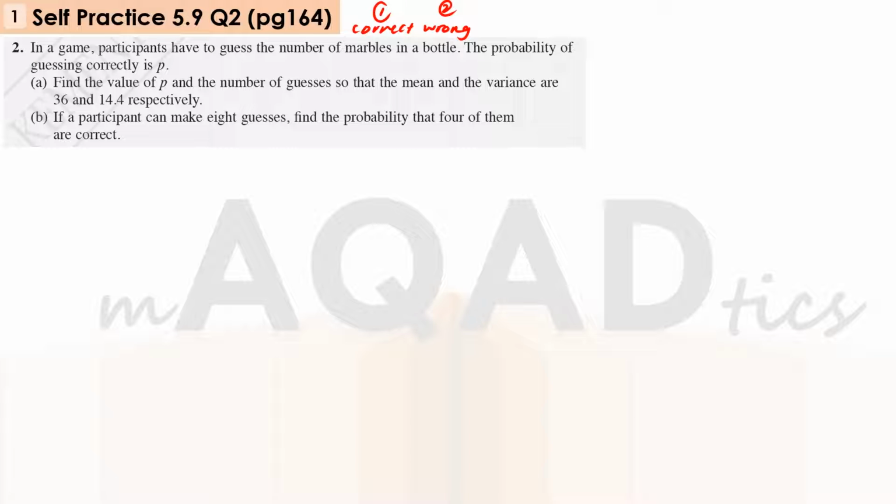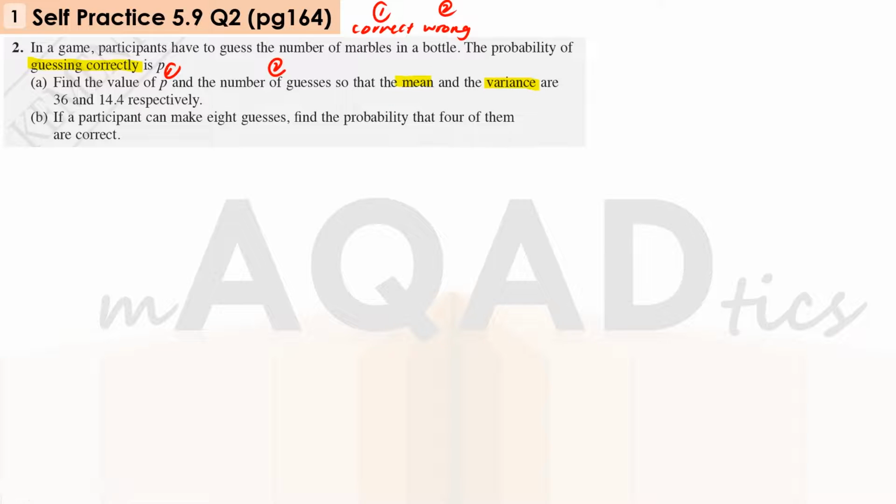Alright, so here they're also giving us the probability of guessing correctly, but the probability is P. Okay, so in part A, we need to find two things. The first one is the value of P. The second one is the number of guesses if the mean and the variance are these two numbers respectively.